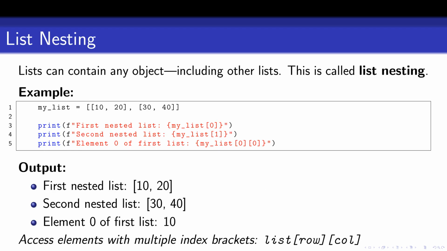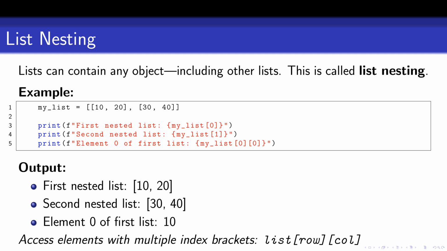Lists in Python aren't limited to flat structures. They can also contain nested lists, where each element is itself a list. This allows you to create complex data structures like tables, matrices, or grids. For example, a list like [[10, 20], [30, 40]] can represent 2 rows of data.